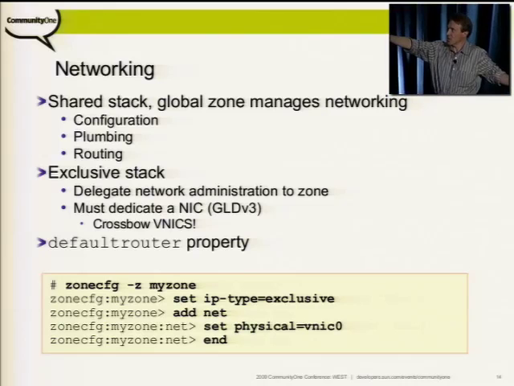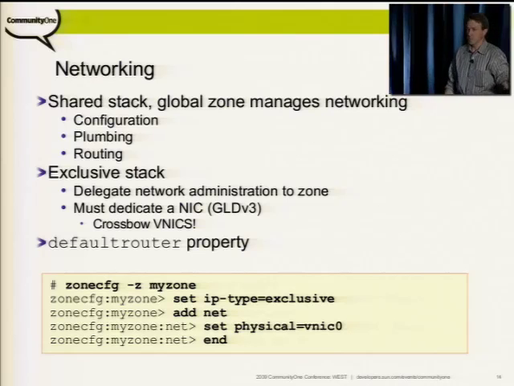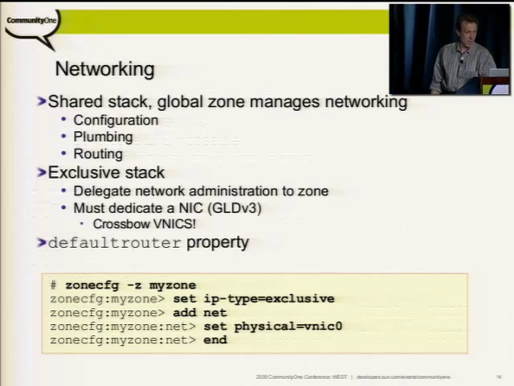So here, this is showing an example on the bottom of how to set up an exclusive stack. You can see that you set the IP type. Remember, it defaults to shared. And then when you set up the network configuration for that zone, all you have to do is set the physical device that zone should use. And in this case, what we're showing is that it's going to use a VNIC that you've set up in the global zone.